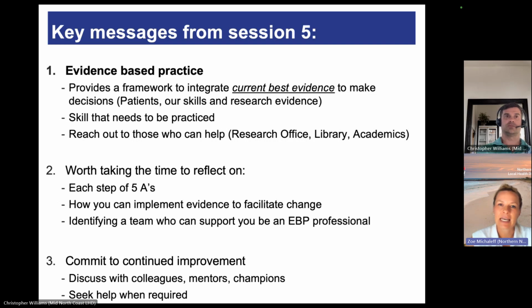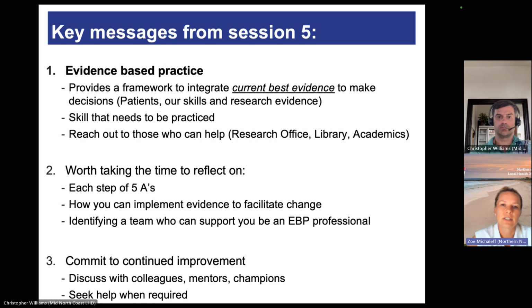Evidence-based practice is a skill that needs to be practiced, and you're not doing it alone. Just remember that there's lots of people who you can reach out to for help. So there's the research office, there's librarians, and also academics. So if you're unsure, please make contact with those around you. Talk to your colleagues about the current issues that are most pressing and perhaps the ones that need to be addressed, and then get that team around you to help implement best evidence into practice.